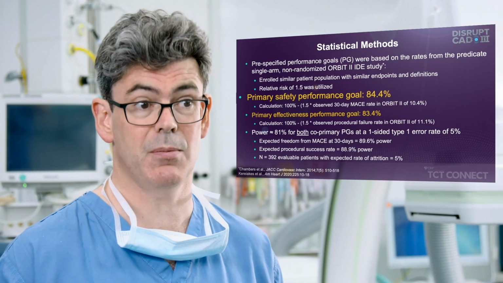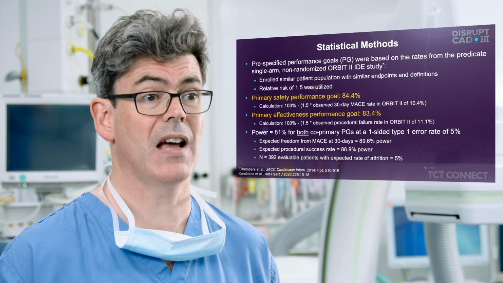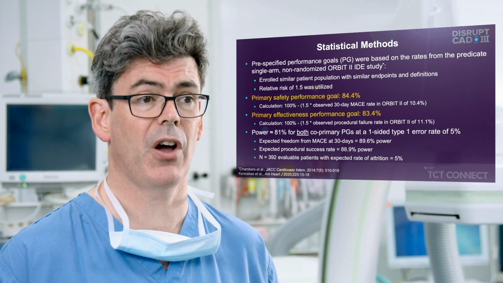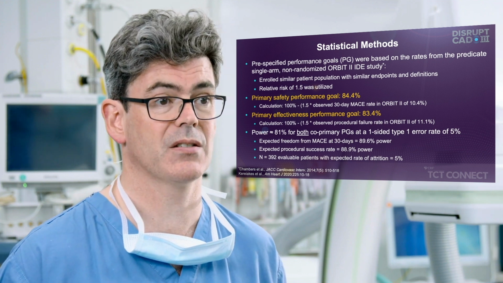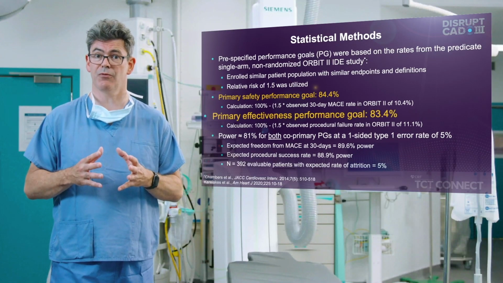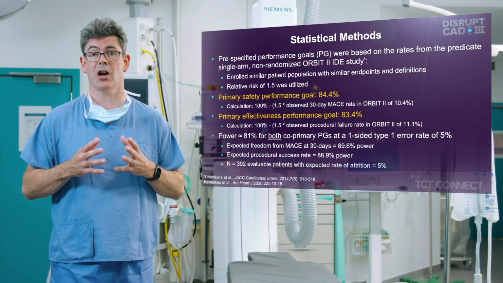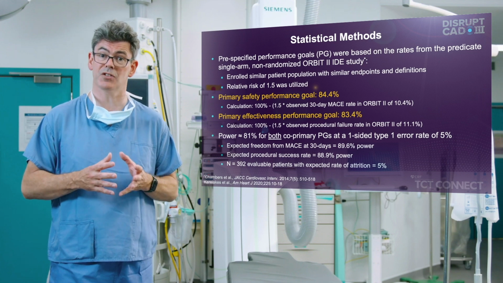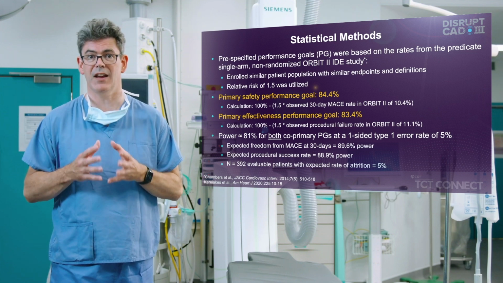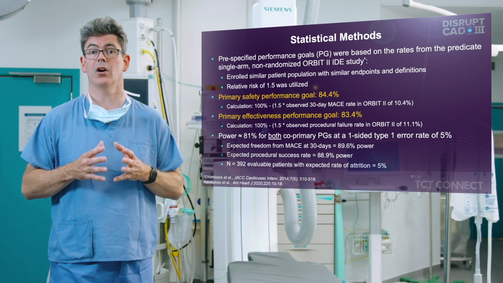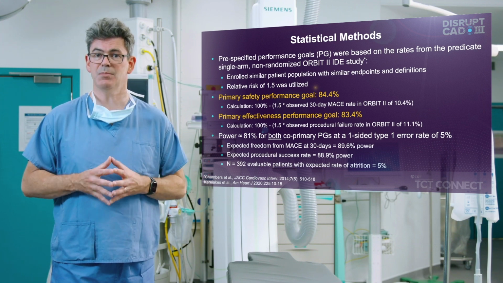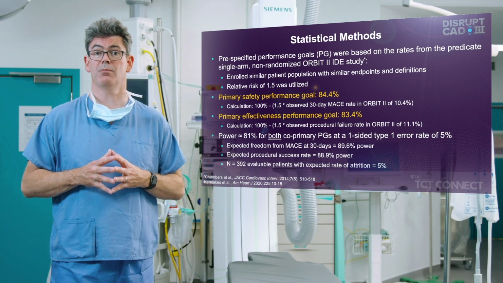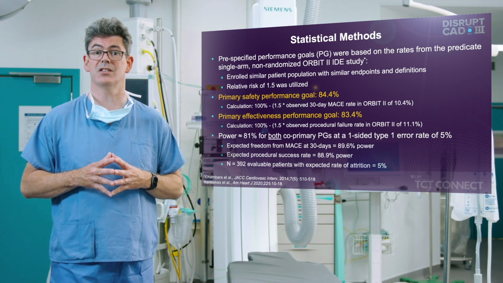The primary safety performance goal was calculated as 100% minus 1.5 times the observed 30-day MACE rate of 10.4%. And the primary effectiveness performance goal was calculated at 100% minus 1.5 times the observed procedural failure rate in Orbit 2 of 11.1%. This study is over 80% powered for both co-primary performance goals at a one-sided type 1 error rate of 5%.